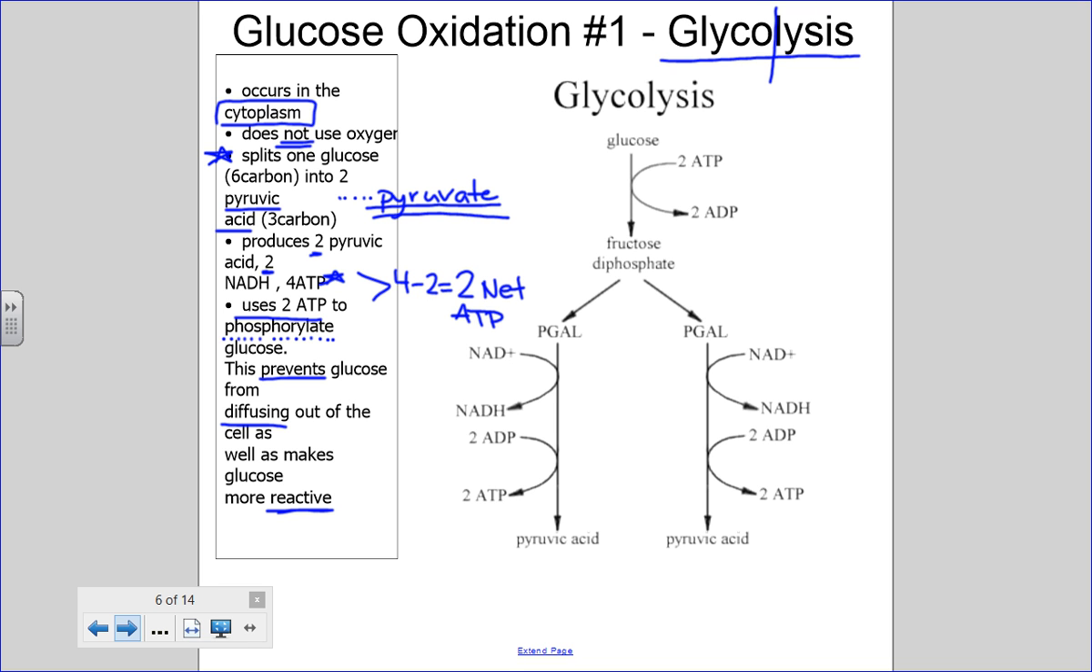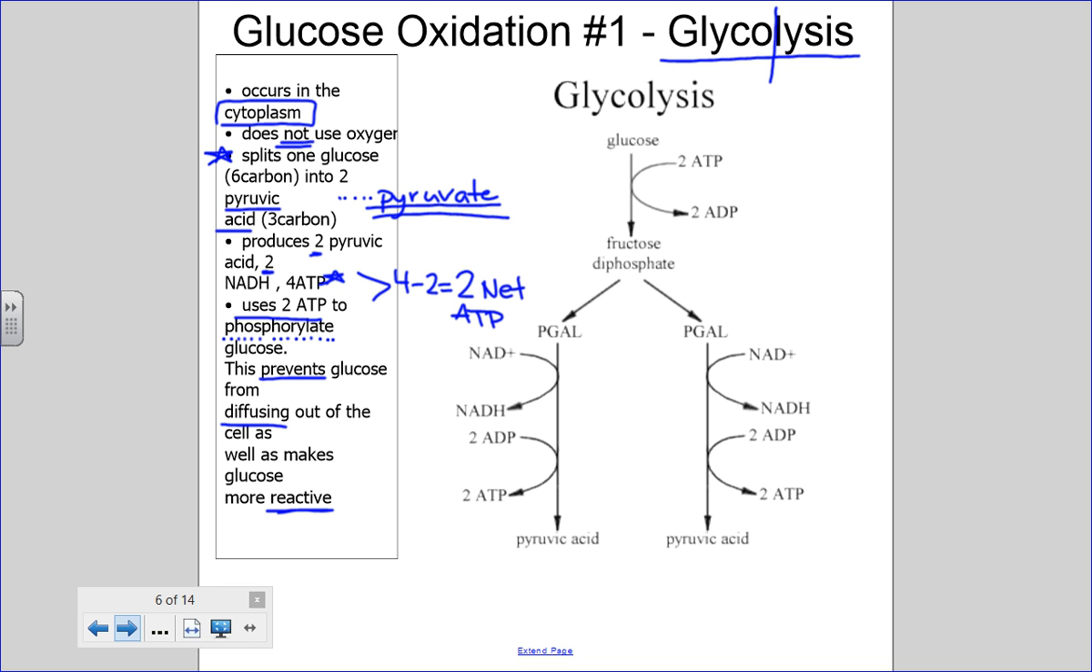So those are the basic things that you'd need to know about glycolysis. It happens in the cytoplasm. It does not use oxygen. Its goal is to split my one glucose into 2 pieces. Glucose has 6 carbons. Each of the pieces has 3. When I do that, I produce those 2 pyruvic acids, 2 NADHs, and 4 ATPs, although because I had to use 2, I only have 2 net ATPs.